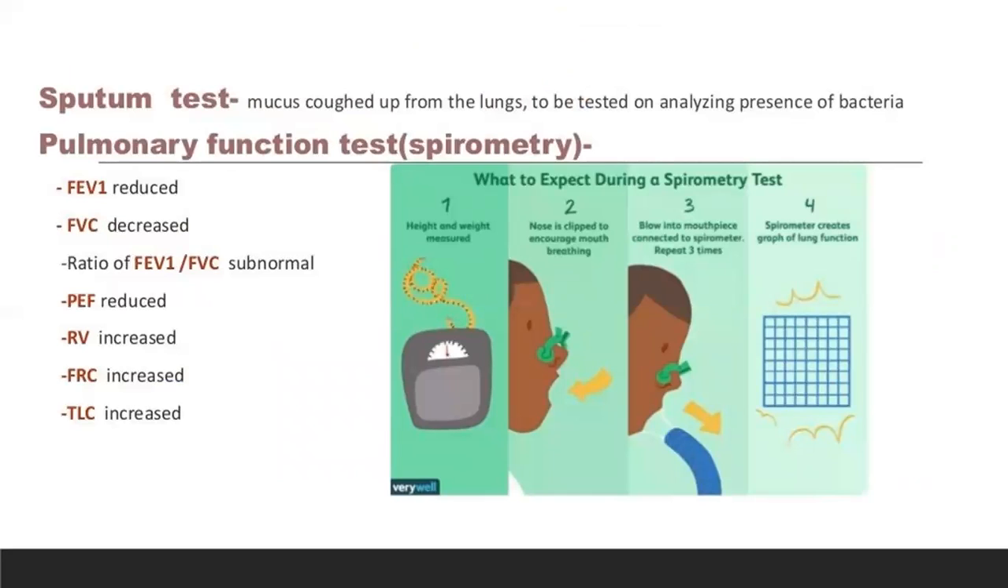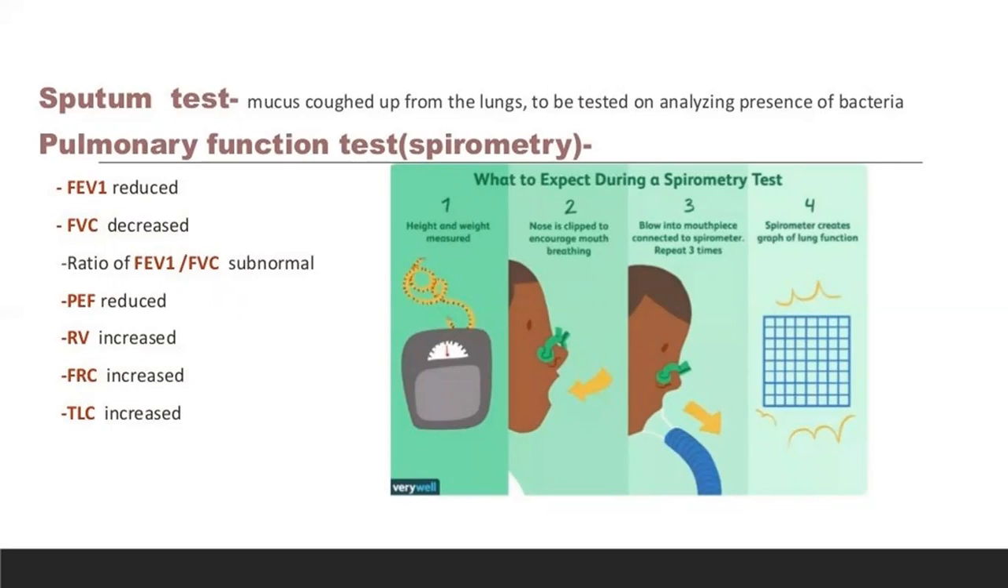Sputum test: mucus coughed up from the lungs is tested for analyzing the presence of bacteria. Pulmonary function tests, spirometry: FEV1 reduced, FVC decreased, ratio of FEV1 to FVC subnormal, PEF reduced, RV increased, FRC increased, and TLC also increased. And now here is the picture.